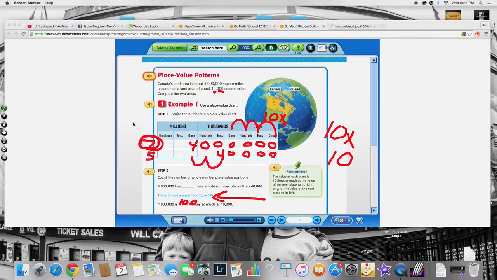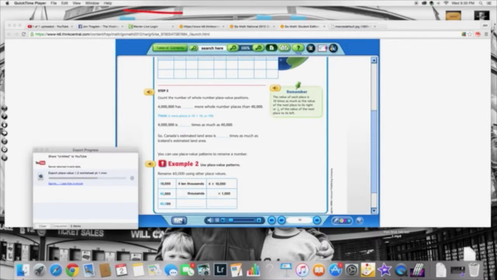Make sense? Trying to click off the pen. Okay, so 4 million is 100 times as much as 40,000. So Canada's estimated land area is 100 times as much as Iceland's estimated land area. That's what we got there. Come down here. Rename 40,000 using other place values.